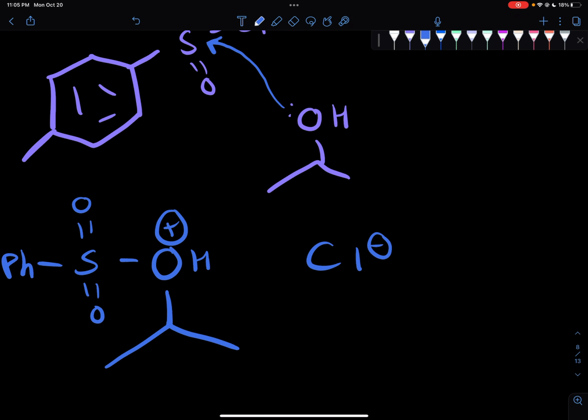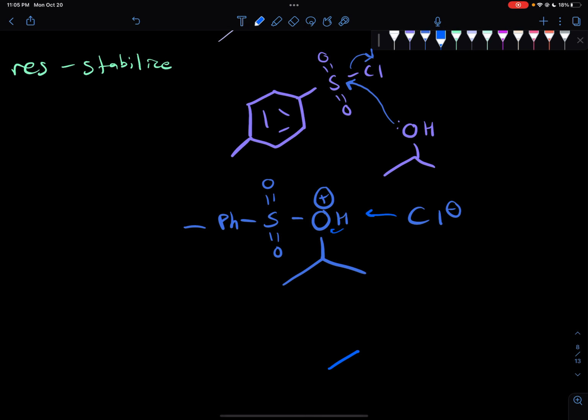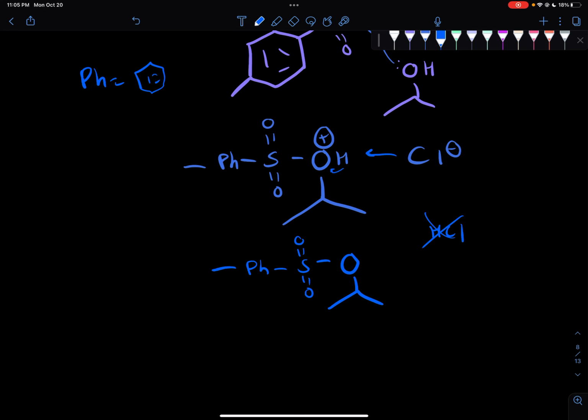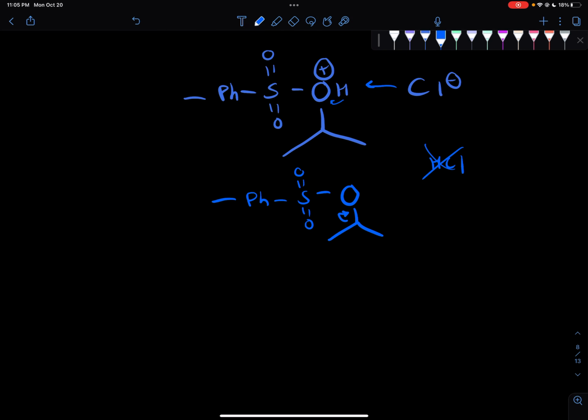So what do you see right here? You have a plus and a minus. In order to neutralize it, the chlorine will just take a hydrogen and break the bond. So then you end up with this, right? Once again, Ph equals benzene. You have this, and then you have HCl, nobody cares, it's gone. So then if you kick this off, what do you get?